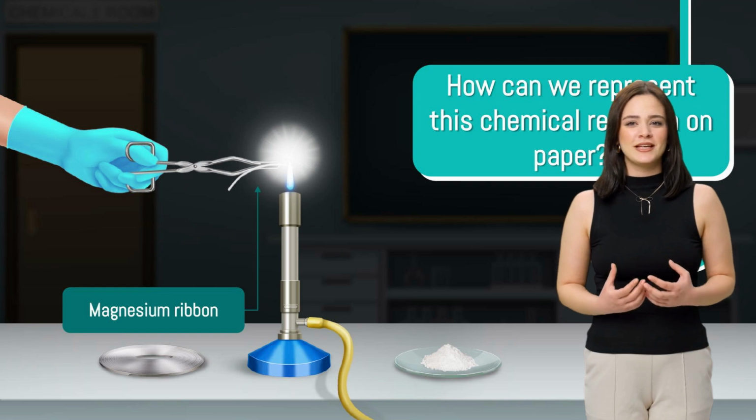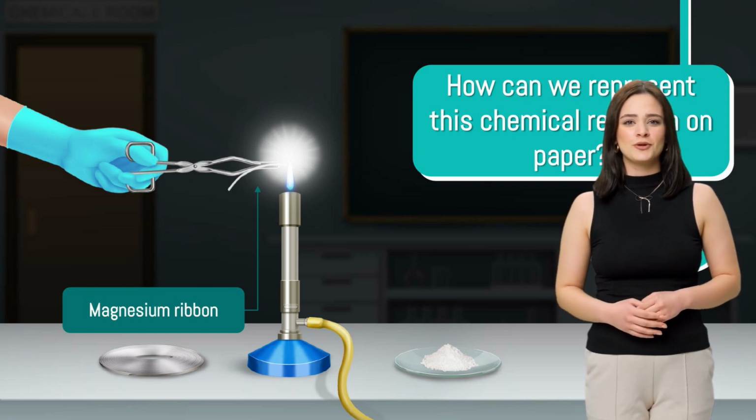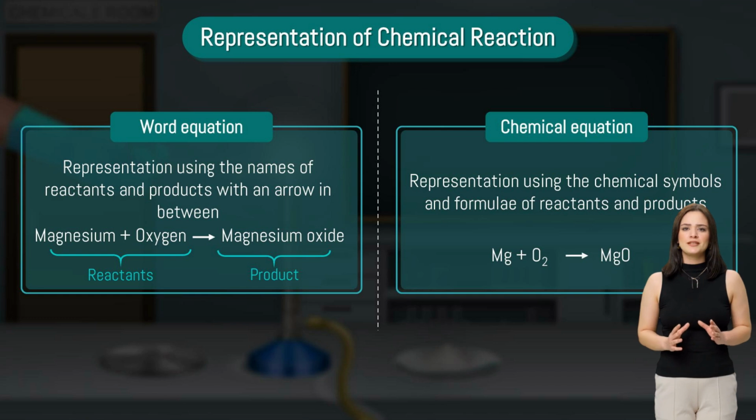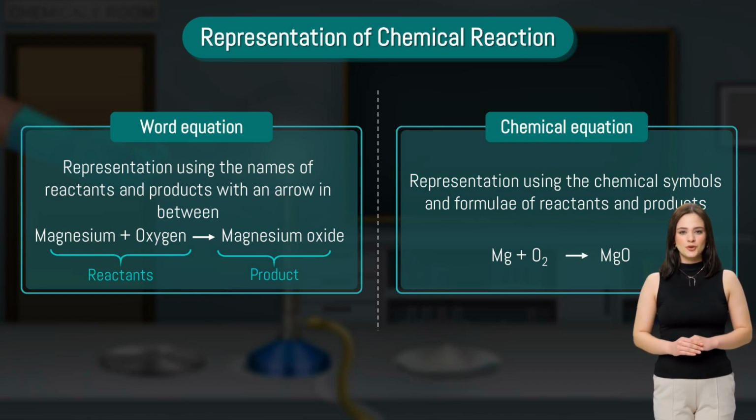How can we represent this chemical reaction on paper? Let us understand on the next slide. To represent the reaction of magnesium with air on paper, we use a word equation and a chemical equation. The word equation involves naming the reactants and products, while the chemical equation uses symbols and formulas. This provides a clear, concise depiction of the chemical transformation occurring during the reaction.